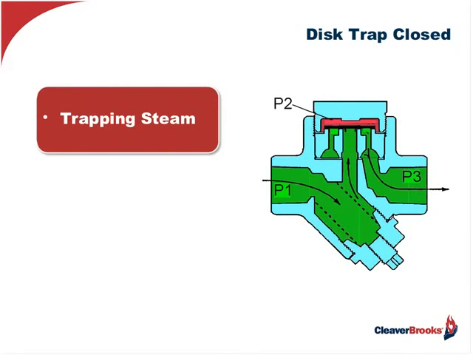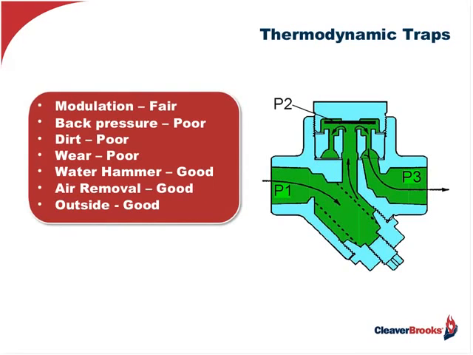And flash steam begins to form at the cap and begins to seal this disc down to the seat, trapping the steam. So that's how a thermodynamic trap operates. Now, for a modulating load, not bad. Now, this is all relative. It's relative to other traps, okay? So when I'm talking about good or fair or poor, it's all relative to other types of traps.